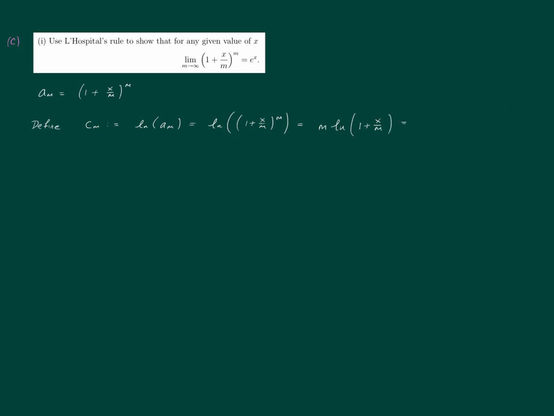And now, using an algebra trick, I'm going to write the m out front as dividing by 1 over m. And I'll find that limiting this is going to be easier. So let's take the limit as m goes to infinity of c_m. This is equal to lim m goes to infinity of ln 1 plus x over m over 1 over m. Both top and bottom go to 0, and that's why I've written it in this form, so I can use L'Hopital.